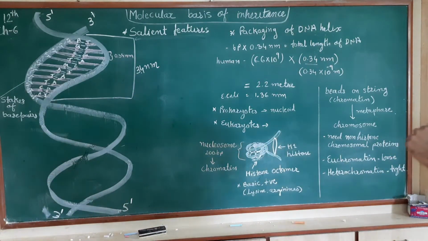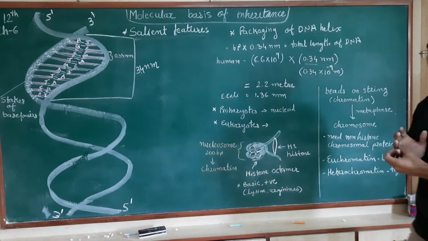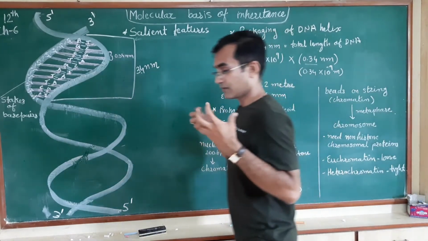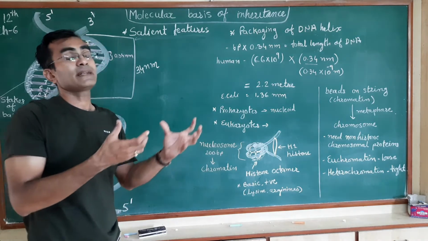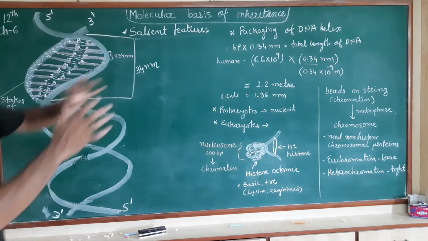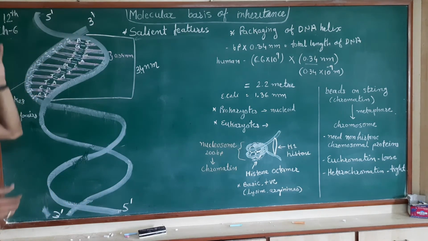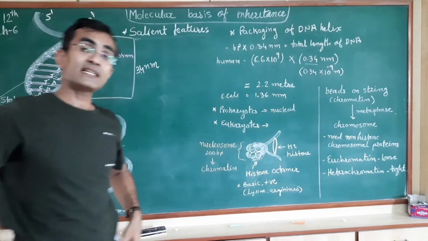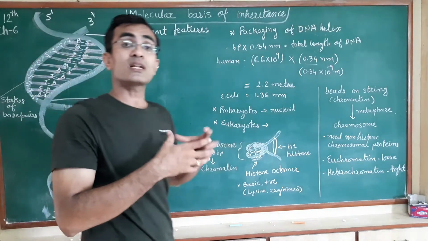Now, if we move further, we'll talk about the packaging of the DNA helix. Say you want to calculate the total length of the DNA. How will you calculate? What we know is the distance between two base pairs. Now, what we need to know is the total number of base pairs present in the genome of a particular organism, then it will be easy to calculate the total length of the DNA.